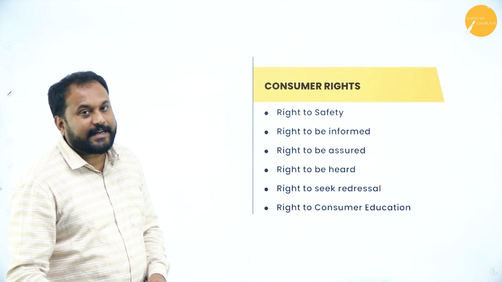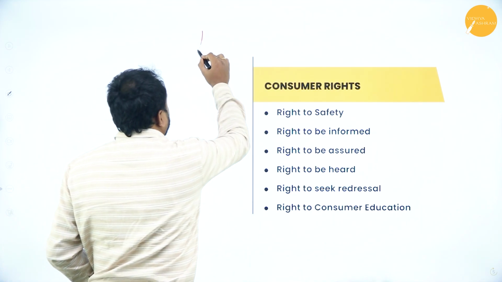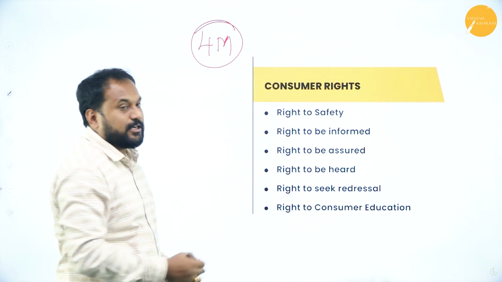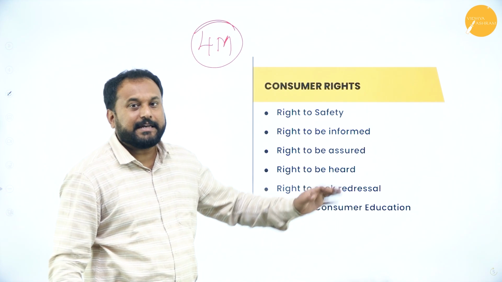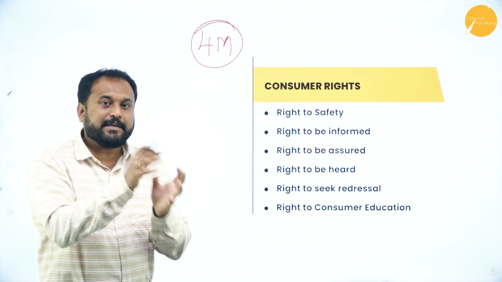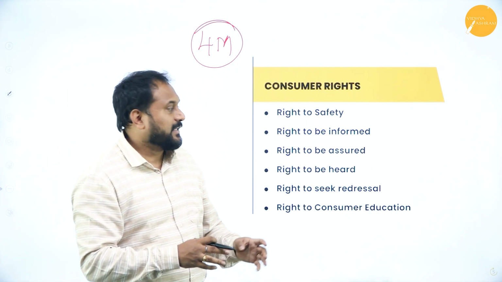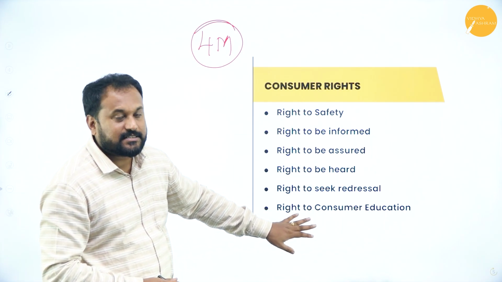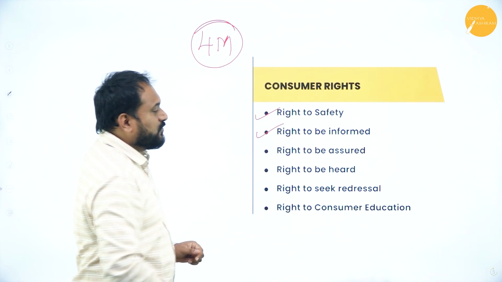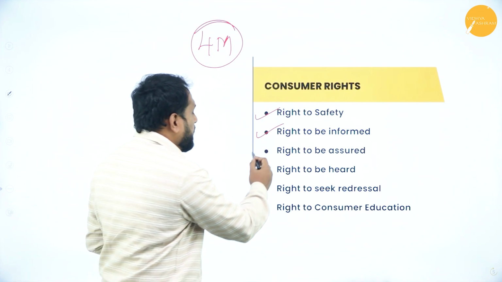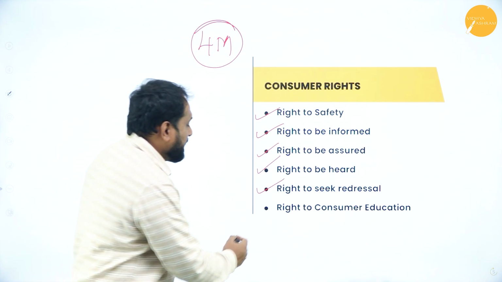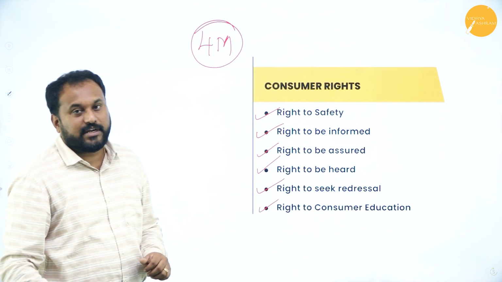Next is consumer rights. This can also come for 4 marks, right? I've given you more, but what you are supposed to do is learn by heart only 4 topics and then explain about them. So write the meaning of consumer protection and then you can go with these things. The first one is right to safety, right to be informed, right to choose, right to be heard, right to seek redressal, and then right to consumer education.